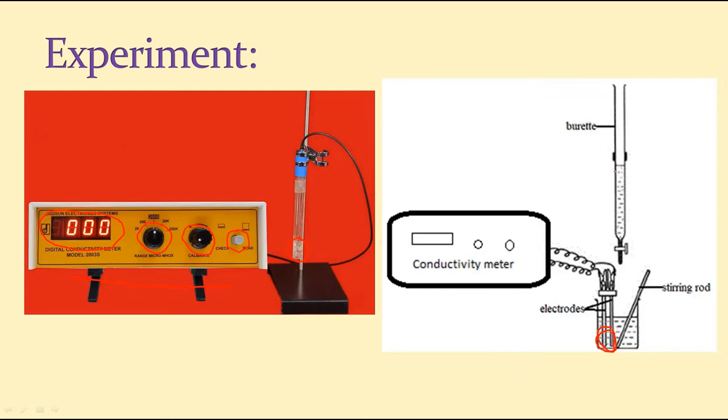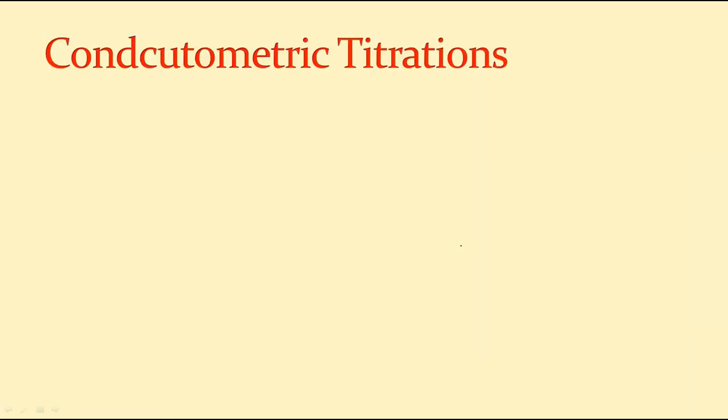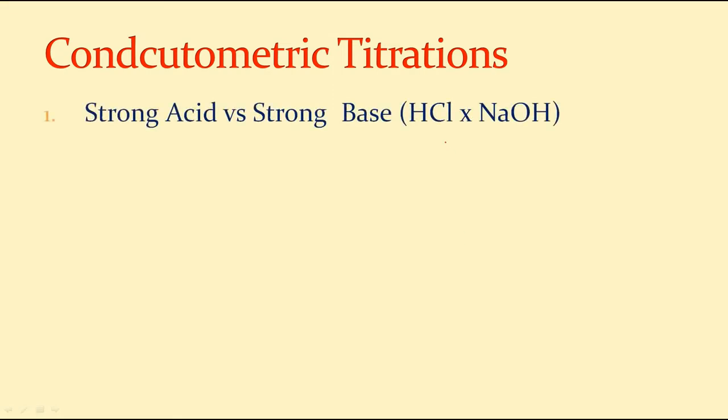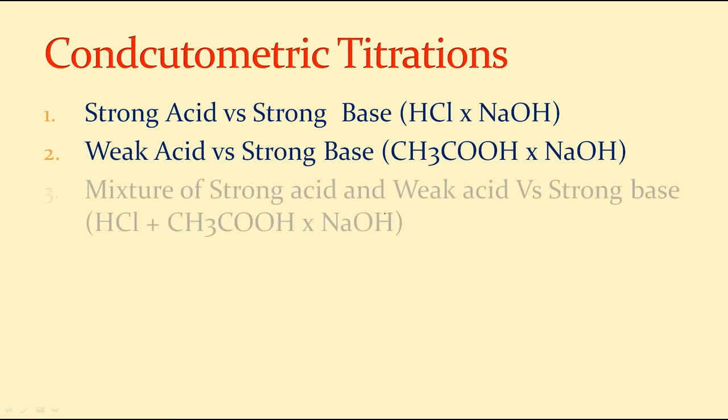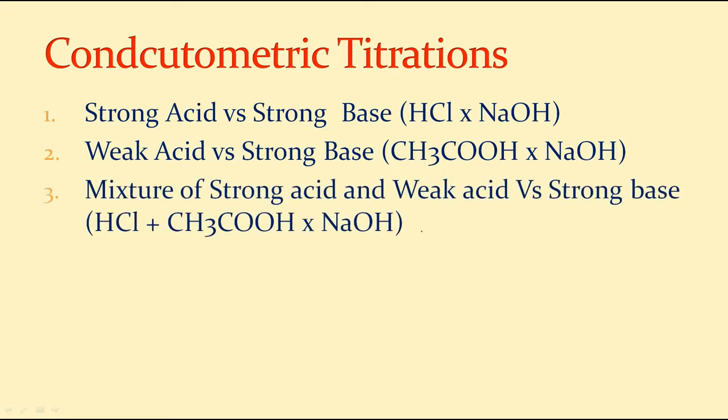Now, from the burette, we drop the titrant into this test solution, and we observe the change in the conductance on this display, and we note down these values. Using these values, we will be plotting a graph to get the end point. Now, in our syllabus, we have three experiments. The first one, titration of strong acid with strong base, in which we are using hydrochloric acid and sodium hydroxide solutions. The second experiment, titration of weak acid with strong base, acetic acid titrated against sodium hydroxide. And the third one is a mixture of strong acid and weak acid. Here an HCl and acetic acid mixture is given, which is titrated against sodium hydroxide.